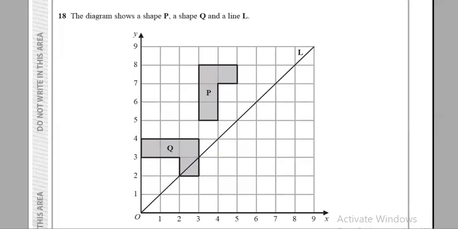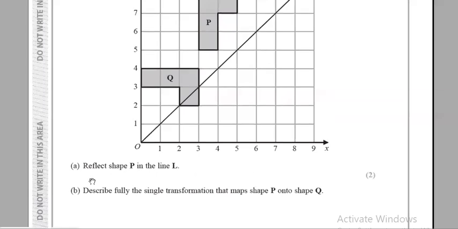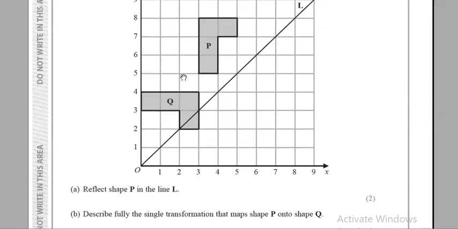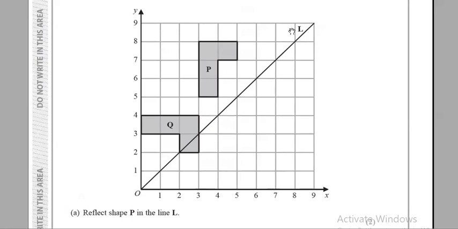In this video, we're going to talk about the rest of the questions in the paper of Tuesday, 15th of January, 2019. Question 18. The diagram shows a shape P, a shape Q, and a line L. So these are the shapes, and this is the line L. First question here, reflect shape P in the line L. So this is the line of reflection. This means that shape P will be reflected over here.